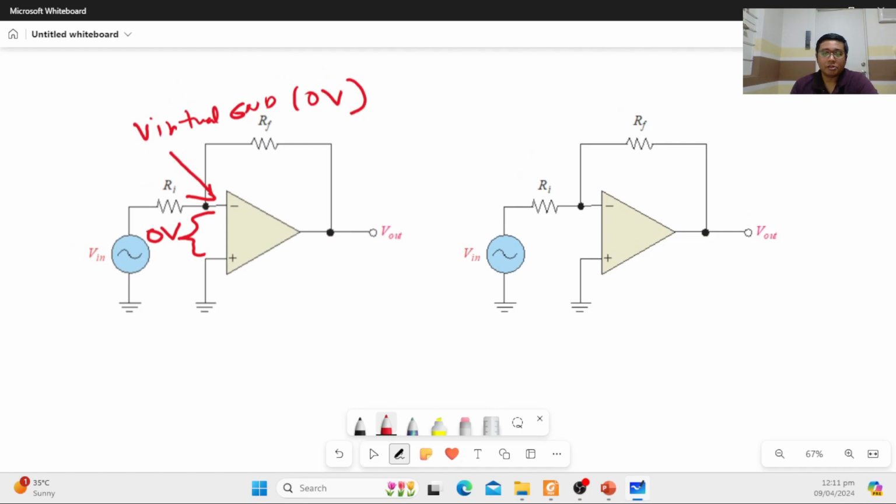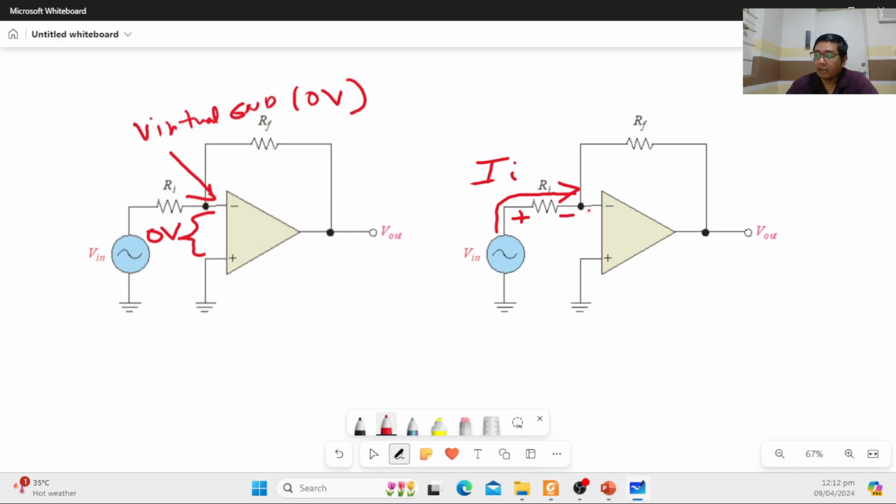All right. So we have here Vin. Na-apply natin dito sa part na to. So we have an input current that goes into this node. So we write that as I sub I. And then there will be an induced voltage on your Ri. We have plus and minus, right?